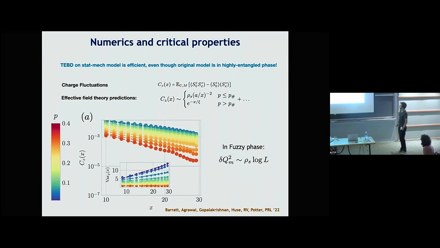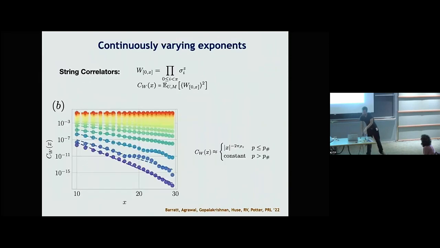This also predicts that if you look at fluctuation of charge between quantum trajectories, this should scale logarithmically with the size of the system you take. And there's a prefactor, which is like a superfluid stiffness, if you want. Okay. So all of this checks out numerically.